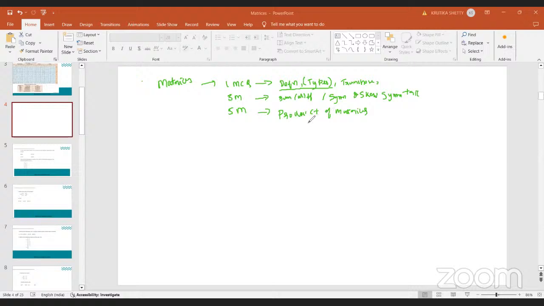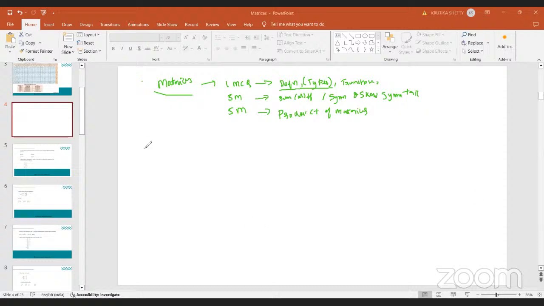In today's class we will try to cover this MCQ part and discuss it in detail. We will be discussing the concept of matrices. Let us first understand what types there are in matrices and the main concepts, and then we will start solving the examples.